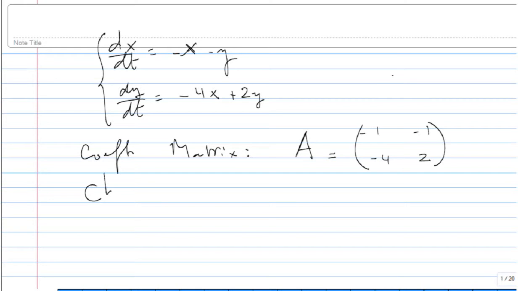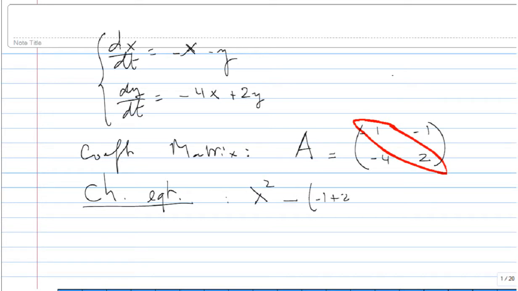Next we get to the characteristic equation. So it's lambda squared minus the trace. So we have to add the elements on the diagonal. So we get minus 1 plus 2, lambda plus the determinant, which is minus 2 minus 4 times minus 1, that's plus 4, equals 0. It is very important to be careful and make sure that one has the right characteristic equation, otherwise the wrong eigenvalues and therefore the wrong solution.